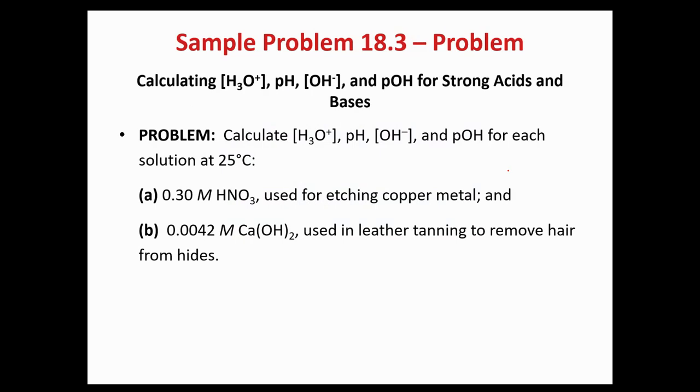Okay, so please take time to go do these two sample problems. Sample problem 18.3, to go back and forth between H3O+ and pH and hydroxide. We're going to spend a little bit of time on this. So let's take a look. We're going to calculate the H3O+, pH, hydroxide, and pOH for HNO3. The first most important thing is to ask the question, what is that? The answer is that it is a strong acid. And strong acids are 100% ionized.